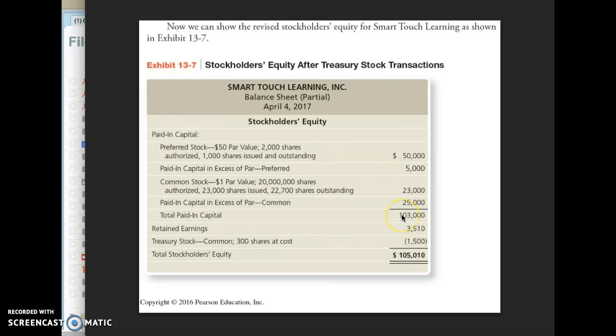So 103 from paid-in capital representing ownership from outsiders, shares issued and outstanding. This represents 3,510, the earnings of the firm over time, and reduced by shares that have been repurchased, ownership that has been repurchased and held by the firm, treasury stock. So now you have three lines, even though only these two, paid-in capital and retained earnings, are actually what we refer to as sources of equity.